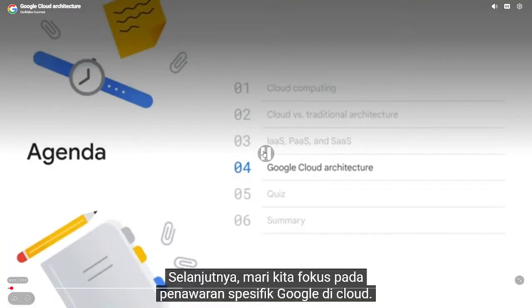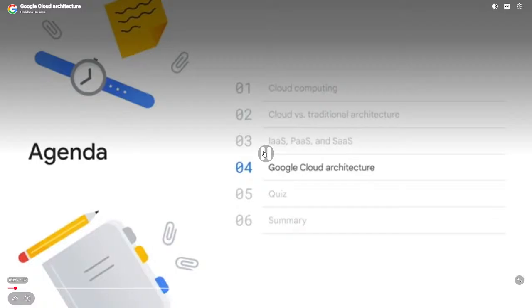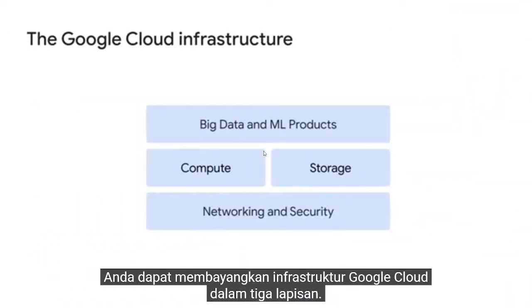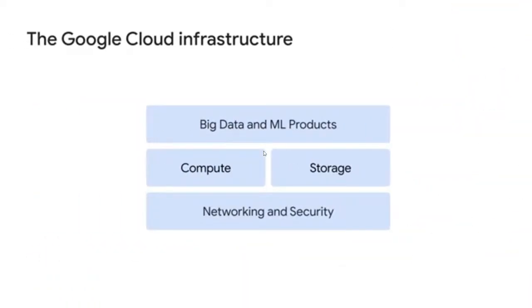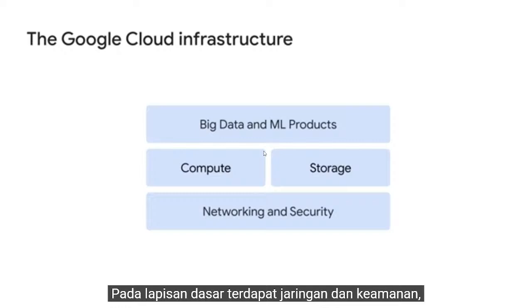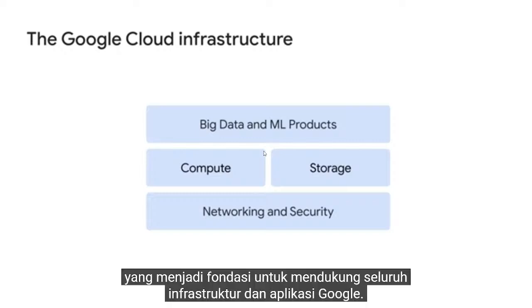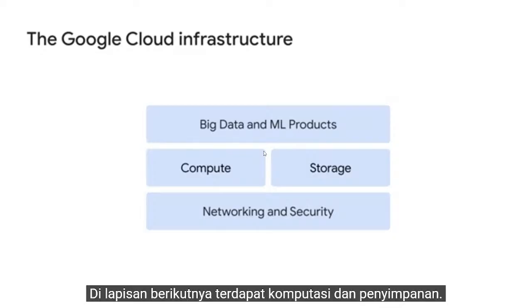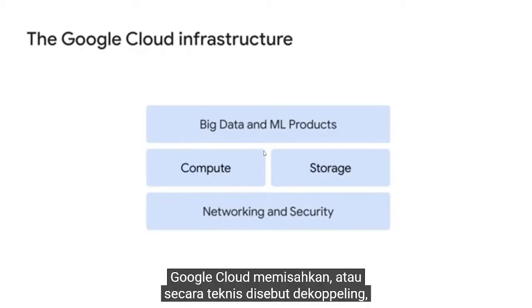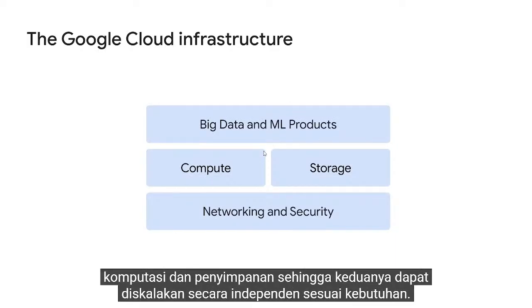Next, let's focus on Google's specific offerings in the cloud. You can think of the Google Cloud infrastructure in 3 layers. At the base layer is networking and security, which lays the foundation to support all of Google's infrastructure and applications. On the next layer sit compute and storage. Google Cloud separates, or decouples as it's technically called, compute and storage so they can scale independently based on need.